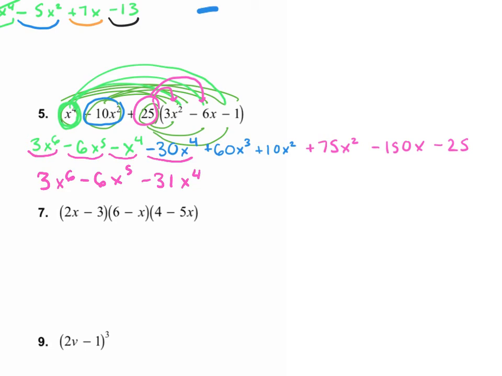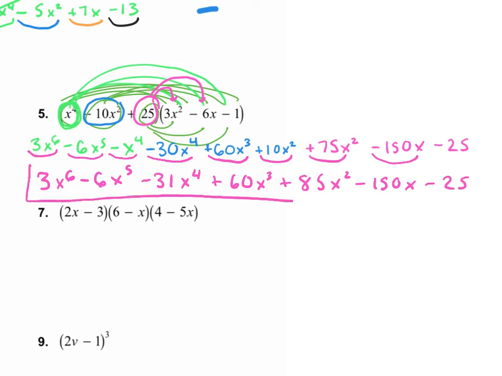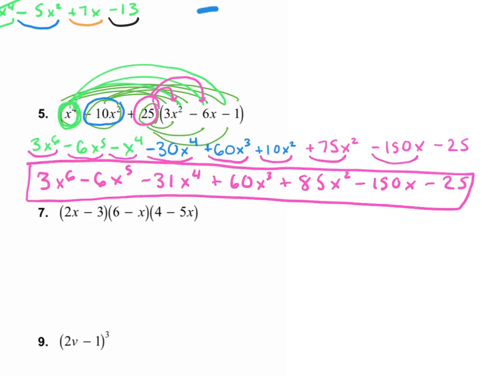Now our x cubes, just one x cubed, so plus 60x cubed. Then our x squareds, plus 85x squared, and only one x, so minus 150x, and only one constant, so minus 25. So this is our answer here.